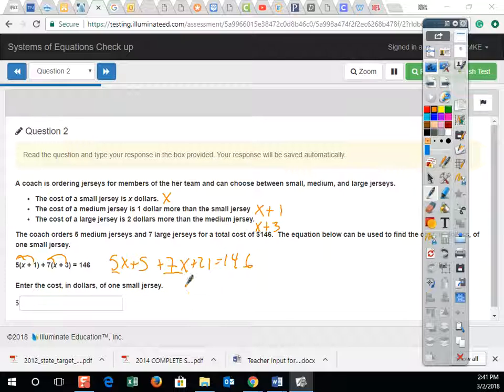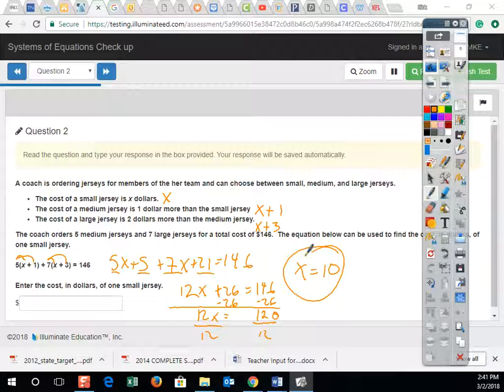So I have 12 x's. I have 26 leftover dollars, and that's equal to 146 minus 26, minus 26, is equal to 12x, divided by 12, divided by 12, and x is equal to 10. So then I would type in 10 in here. Let's do that.